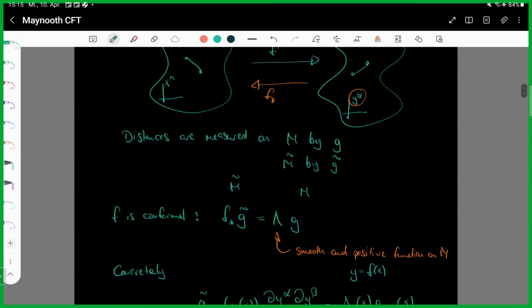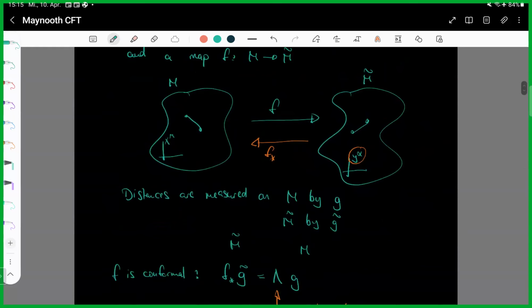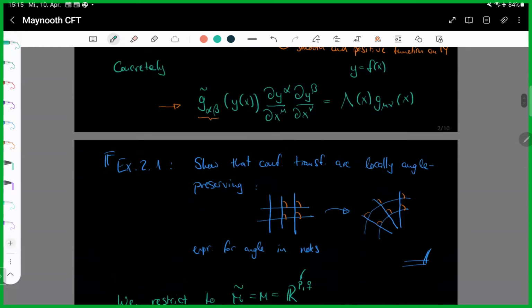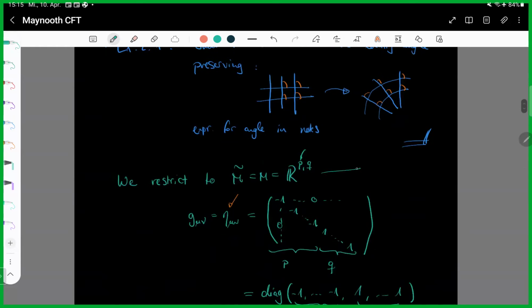We have these manifolds which at this stage can have different dimensionalities, but then we very quickly restrict to the case that they are actually the very same manifold in disguise.